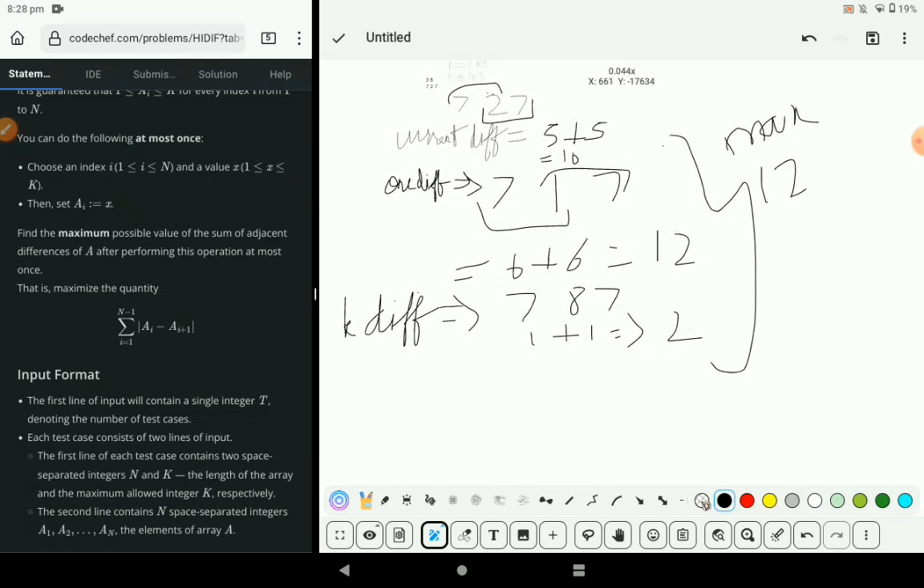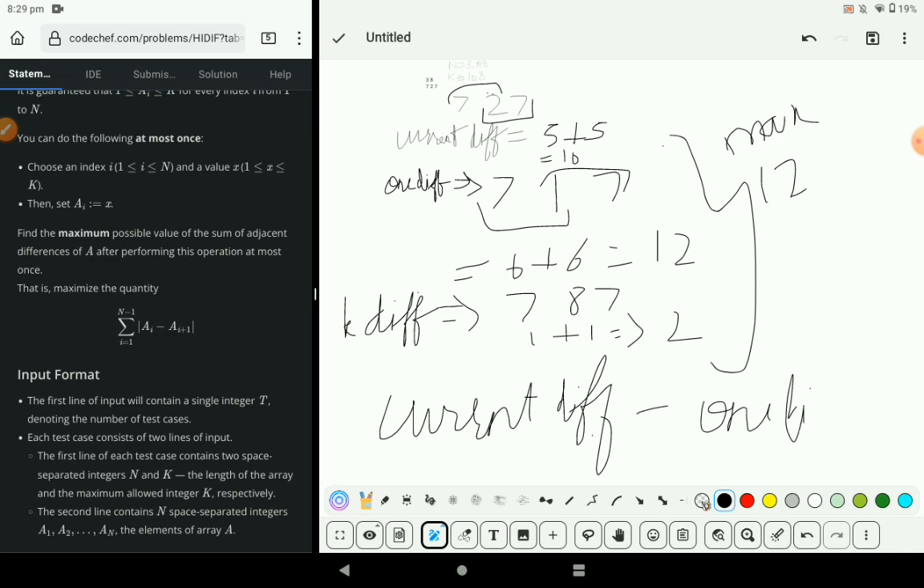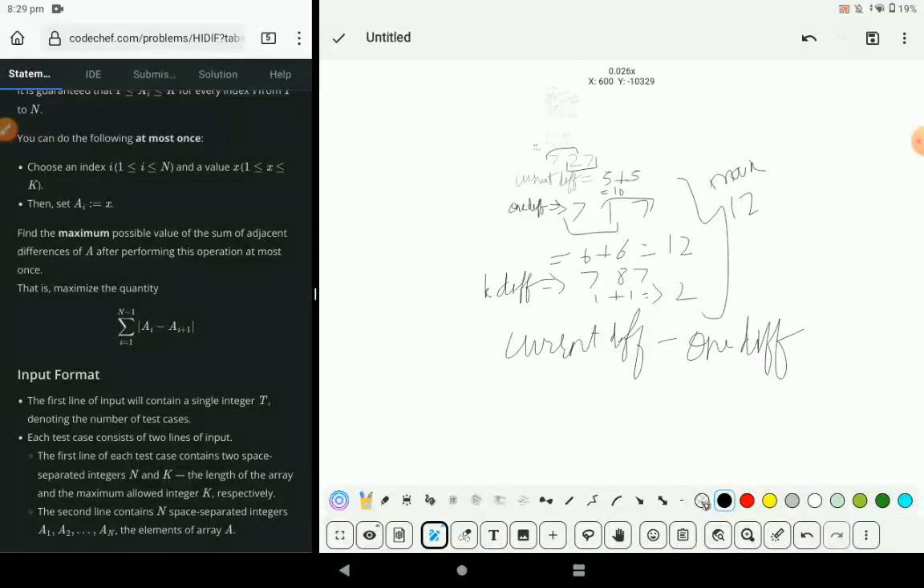Okay, and how much difference have we got here? The difference we have got here is current difference minus one difference. So this is the difference we have got, which is 12. Mod of 10 minus 12 equals 2. So we have got a difference of 2 in this problem statement. Is that clear?